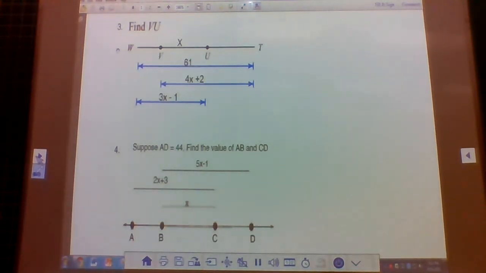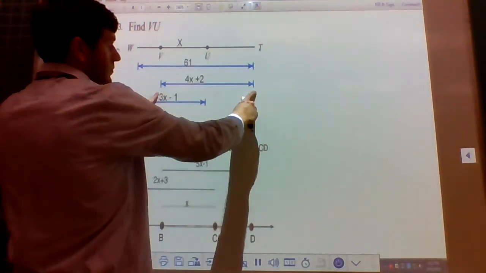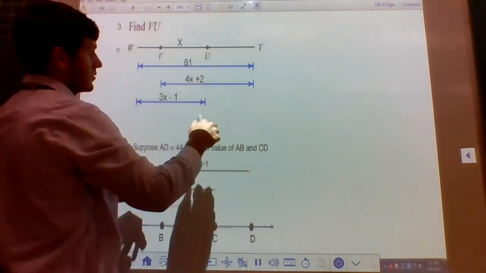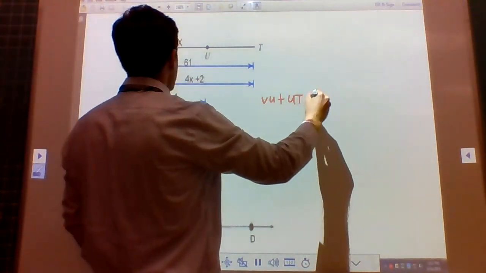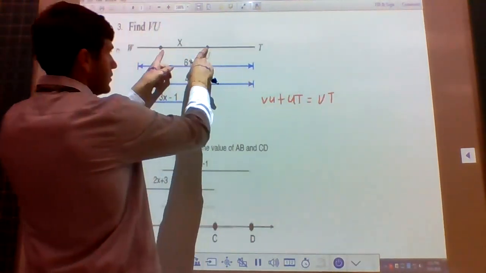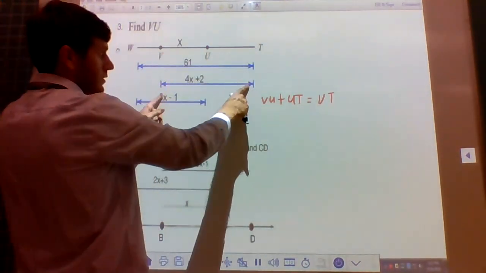We have to find UT first. So let's just look at this part of the problem. We know VU is X. So we know that VU plus UT is going to equal VT. Okay, VU plus UT is going to equal VT.